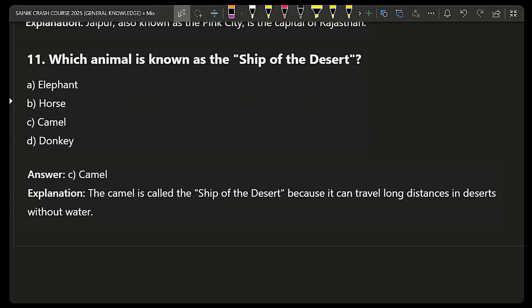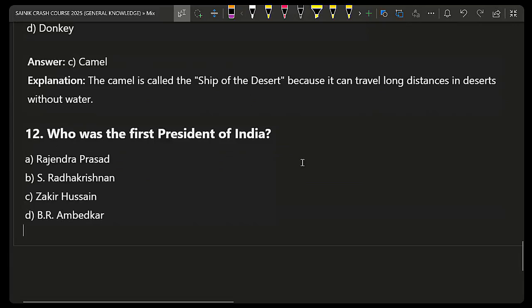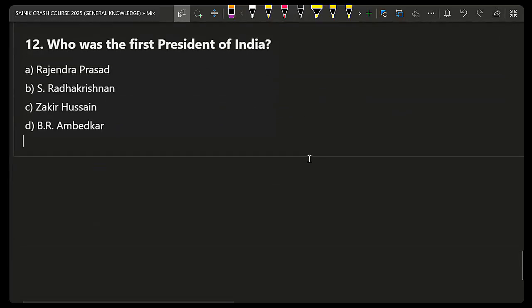Next question. Yeah, we had the discussion about this question. Let us see how many of you remembered. We discussed this in class already. Who was the first president of India?